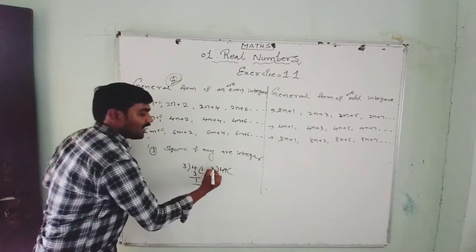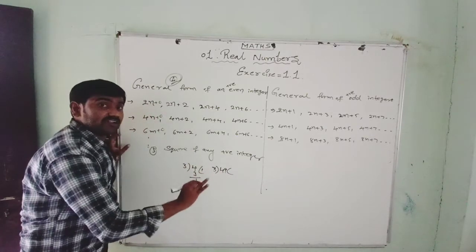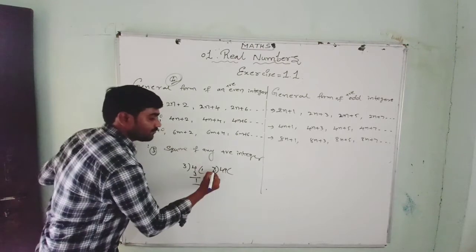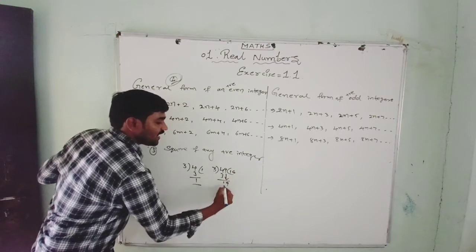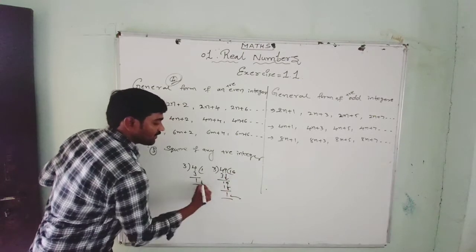Okay, 7 square, I will divide by 3. Always you divide by 3. What are the remainders you are getting? Just notice that. 3 ones are 3, remainder 1. It will be 19. 3 sixes are 18, remainder 1. Again you got remainder 1 only.